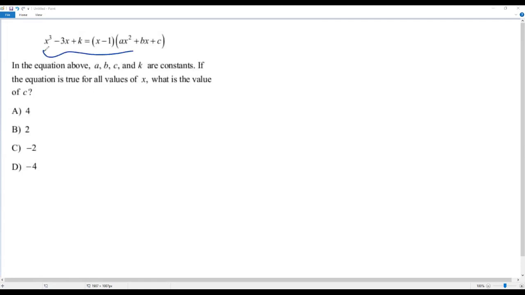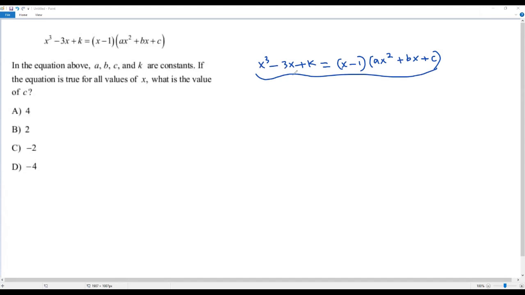Okay, in the given equation, we have four unknown constants a, b, c and k, in which we have to get the value of this constant c. Now let me take the given equation as it is. That is x cubed minus 3x plus k equals (x minus 1) times (ax squared plus bx plus c). The question says this equation is true for all values of x. That is, we can plug in any real value for x in this equation, then that real value will satisfy this equation.